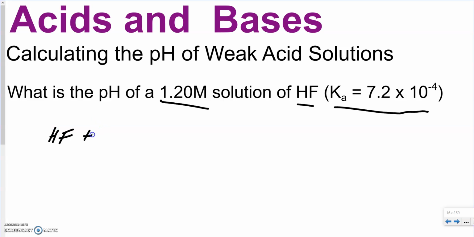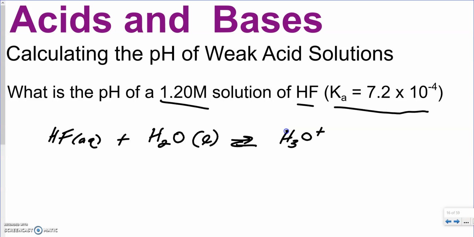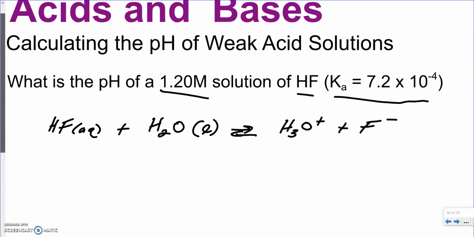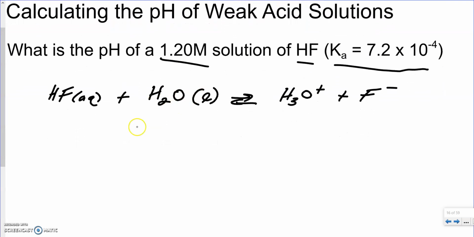So with that being said, the first thing we need to do here is write our equilibrium expression. Okay, and this is the solution. All acids are aqueous. We're going to put water in our equilibrium equation, and this is going to act like an acid. So according to the Bronsted-Lowry model or the Arrhenius model, what does an acid do? It gives up a hydrogen. So we end up with hydronium and fluoride ions. Okay, so not too bad. We can handle that pretty readily.